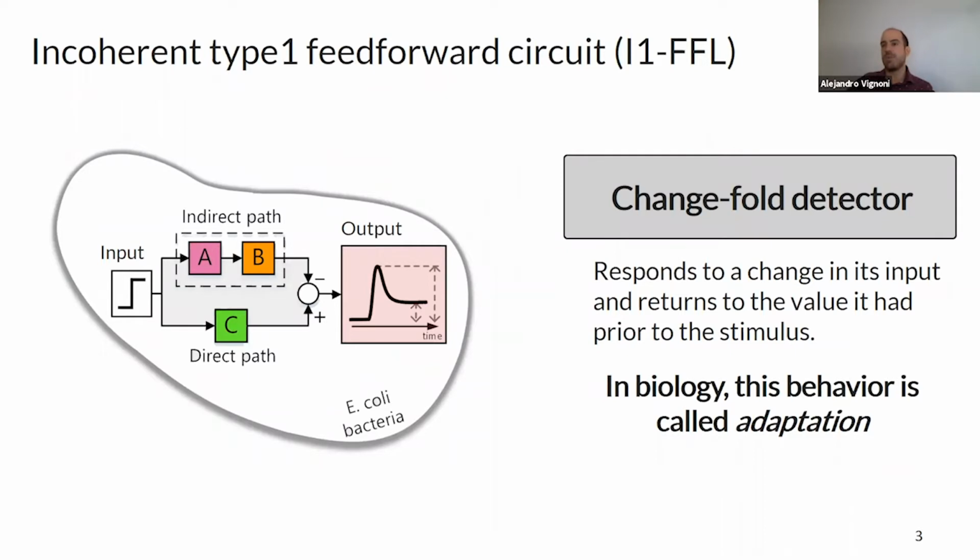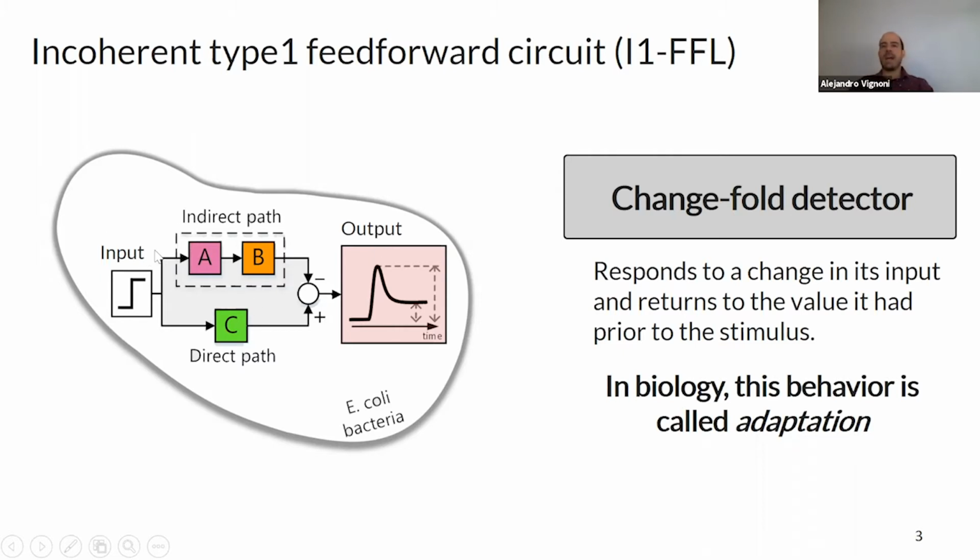It's quite a famous circuit, let's say motif, but for the ones that don't know it, I will introduce it. The incoherent type 1 feed-forward circuit, or I1FFL, is a circuit that has two paths. There is an indirect path and a direct path. The direct path responds to an input directly at the output. So if you put something that goes up here, then the direct path makes the output go up.